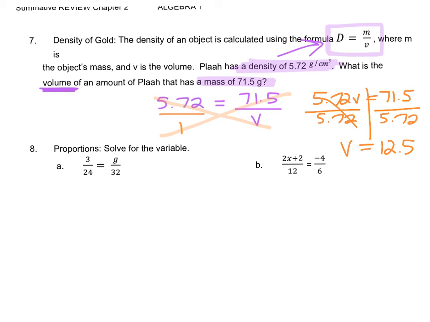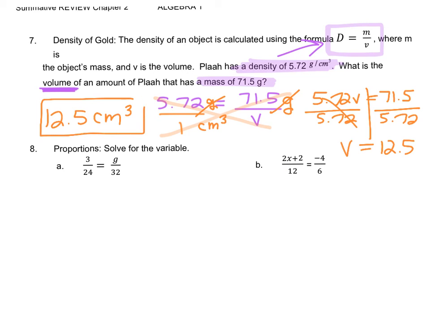Now, it is a volume, so I have to figure out my labels. 5.72 is grams per centimeters cubed. 71.5 is grams. The grams cancel, so the volume is going to be 12.5 centimeters cubed. Also, we know volume is a cubic measured item, so we could deduce that it's the centimeters cubed.